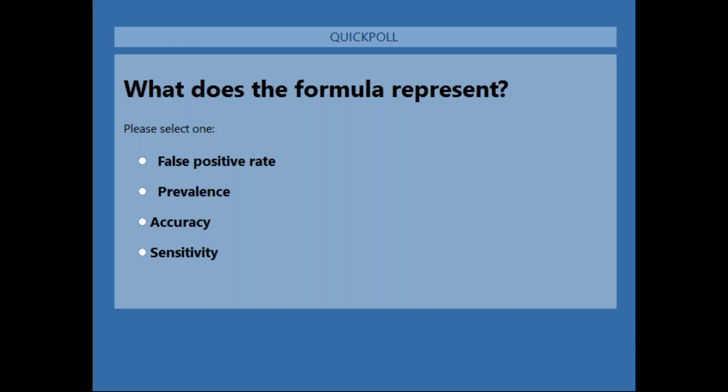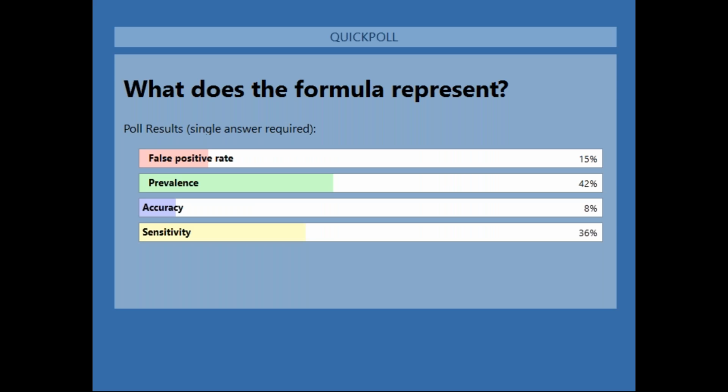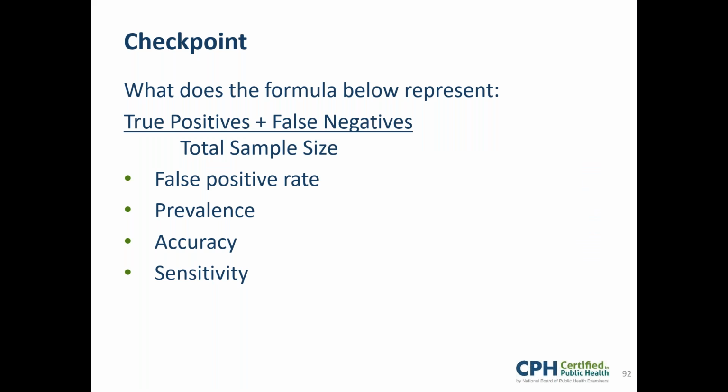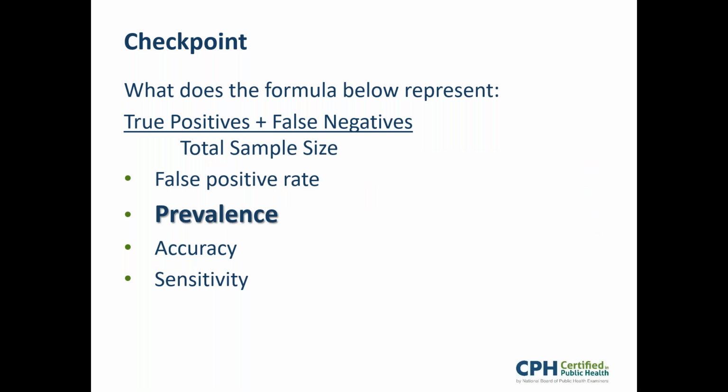Okay, I think we probably have all of our answers by now. So 15% of you said false positive, 42% said prevalence, 8% said accuracy, and 36% said sensitivity. Those of you who said prevalence have the right answer. If you didn't get the right answer, please go ahead and revisit the formulas that were presented at the beginning of the diagnostic testing examples.